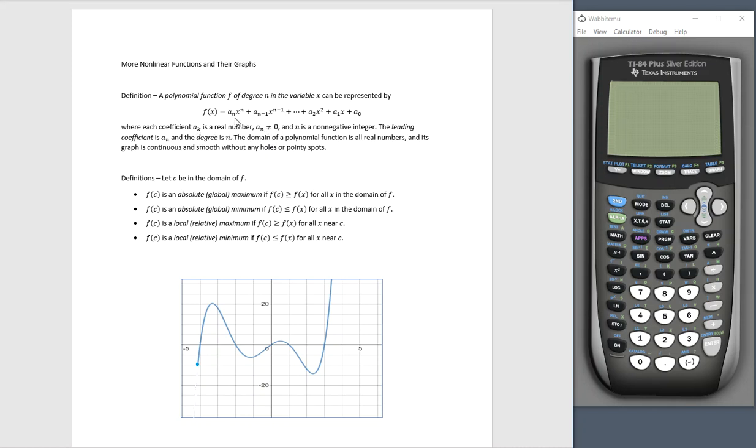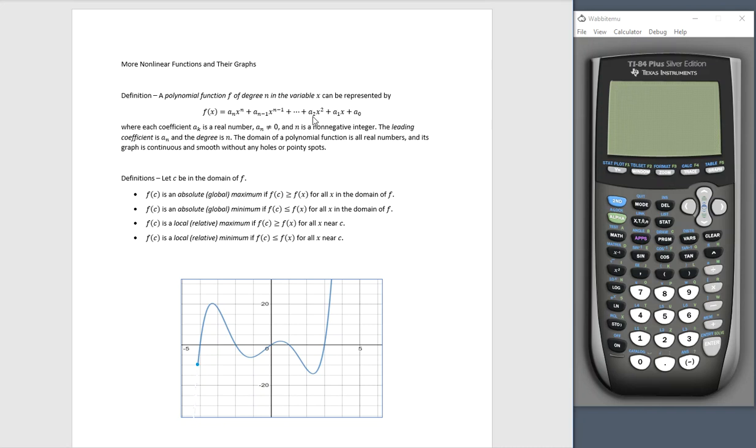A sub n cannot be 0, so this leading one cannot be 0. And n itself has to be a non-negative integer. So our counting numbers are non-negative integers, right? Okay, our natural numbers. The leading coefficient is a sub n. The degree is n, it's the highest power. The leading term, it's not typed here, but the leading term is a sub n times x to the n. And the constant is down here, the one that doesn't have the variable with it.